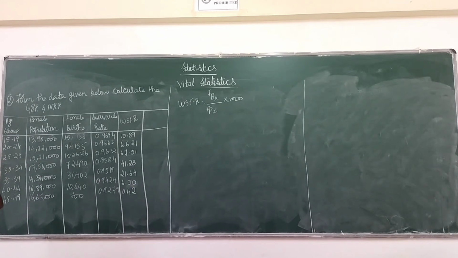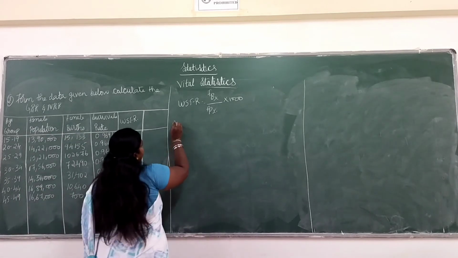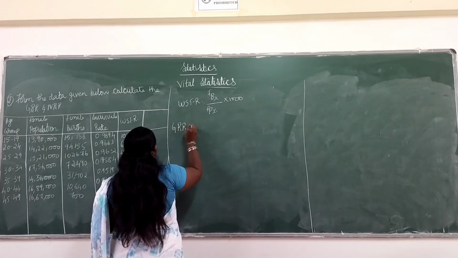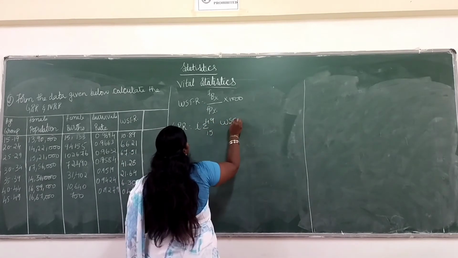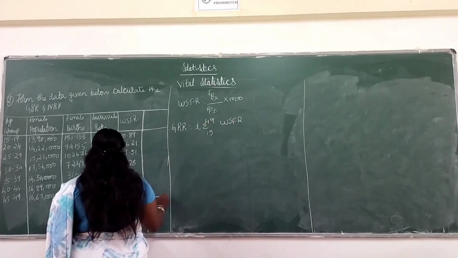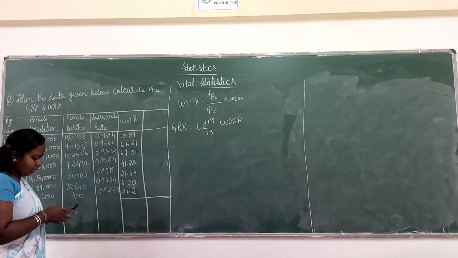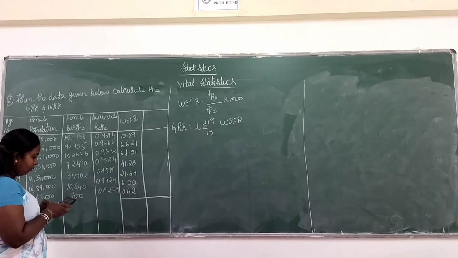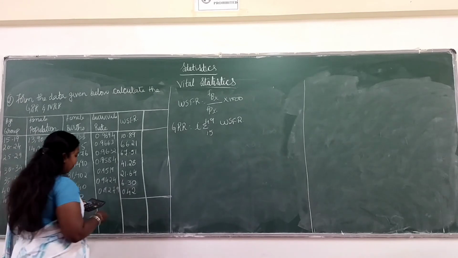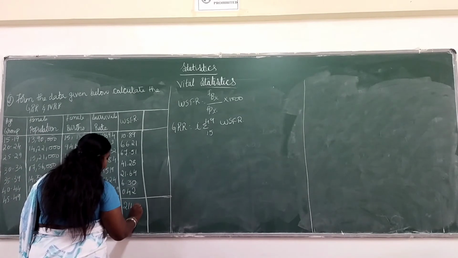Now I have found the base for both. Now I need to find GRR. GRR is equal to i into sigma WSFR from 15 to 49. So take the total here: 10.89 plus 66.21 plus 67.51 plus 41.28 plus 21.64 plus 6.30 plus 0.42. I will get 214.25.